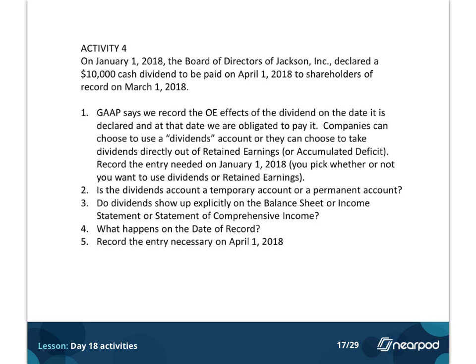We declared cash dividends of $10,000 on April 1st, to shareholders of record on March 1st, and we made the declaration on January 1st. So GAAP says we're going to record the owner's equity effects of the dividend on the date it's declared, so we have to do a journal entry on January 1st. That's the date we're obligated to pay it.